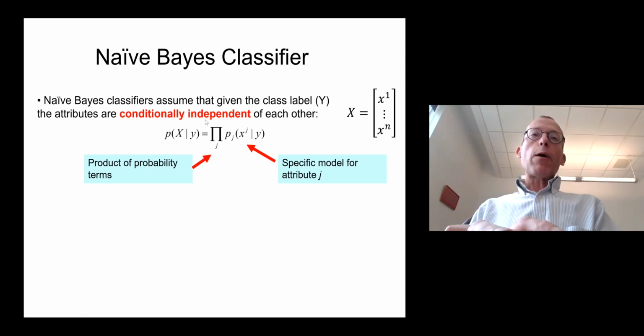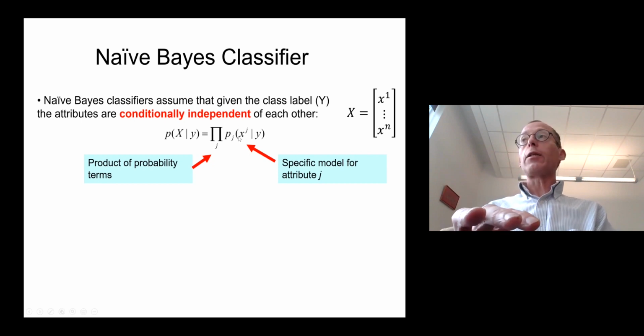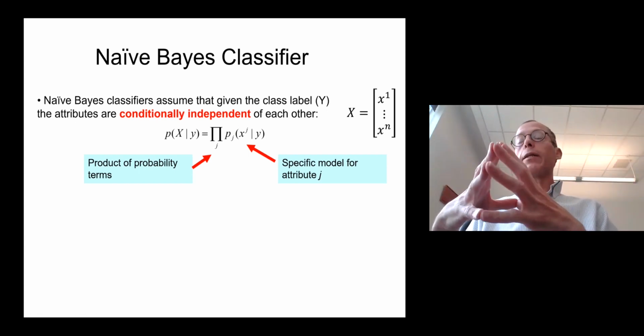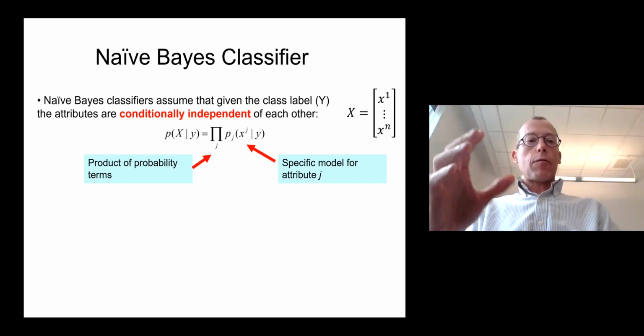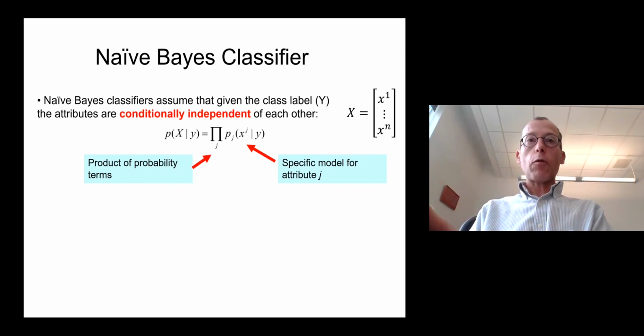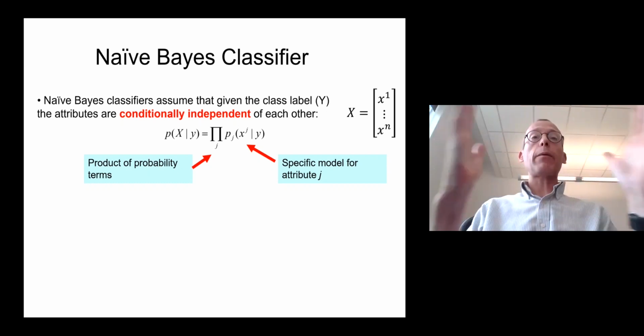Okay, so if we believe this, then the next step is to try to compute these individual probabilities. So what's the probability of age 40 conditioned on rich or poor? Or what's the probability of being married conditioned on the fact that you're rich or poor, and so forth. So these are still probabilities we need to estimate, but at least we don't need to estimate any joint probability.